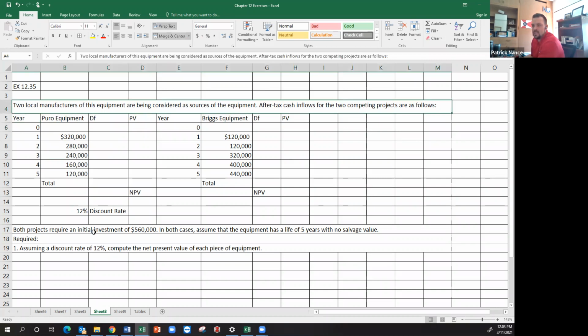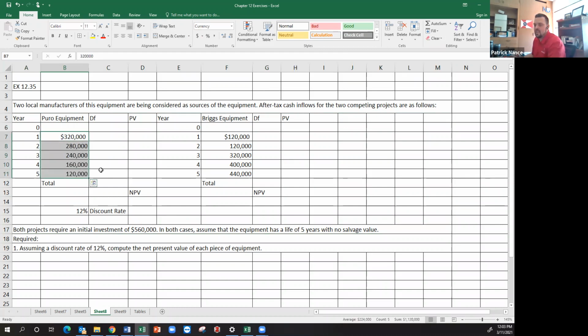I also need to take into account my year 0. My year 0 is the initial cost, the initial investment. And these are all cash inflows, money coming in, which is why they're positive numbers. My cost in the first place is money going out, so that will be a negative number. So I'll put negative 560,000 for each of these.